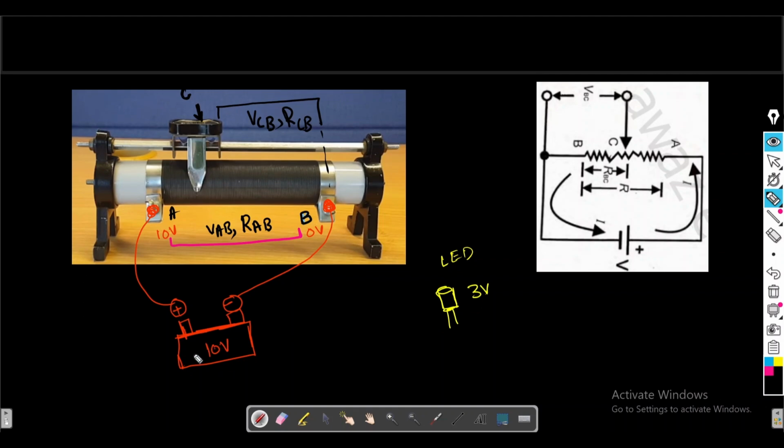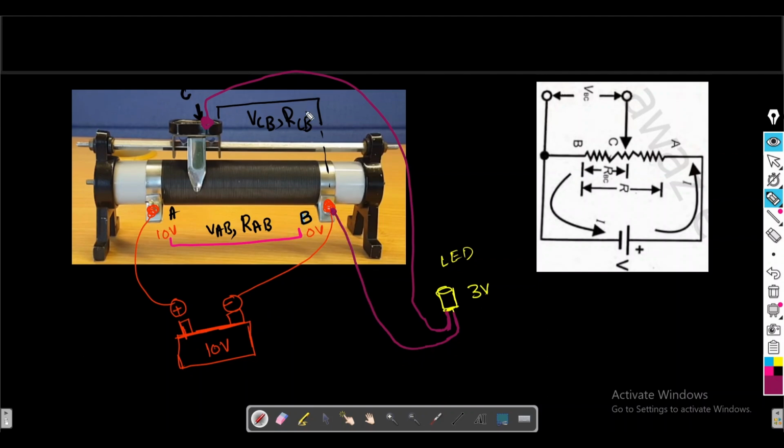In this case, how to connect? First we connect this battery to this device, and after the device performs its functionality, the specific 3 volt voltage will be provided to this LED. So how to connect this LED with this device? This terminal of the LED we connect to this contact C, and this other terminal of the LED we connect to this point B.